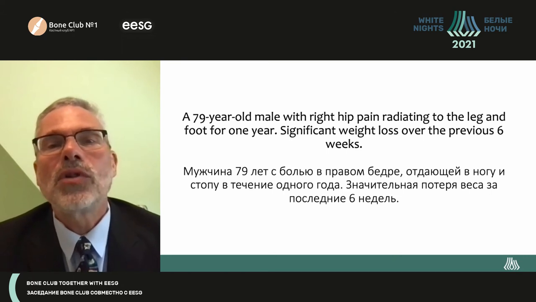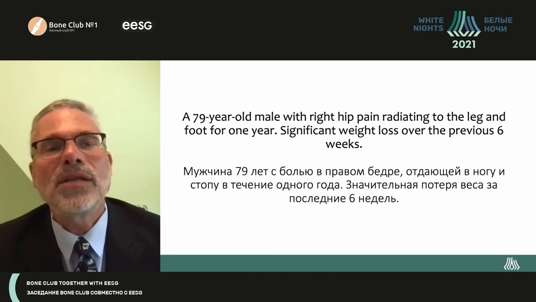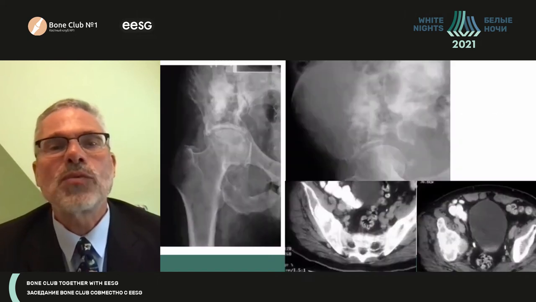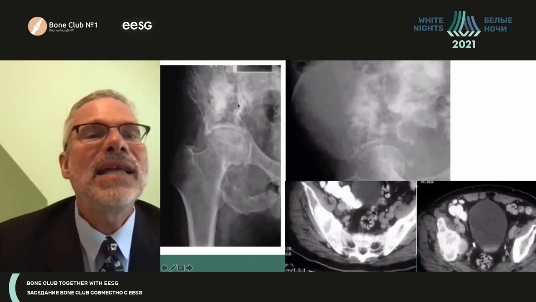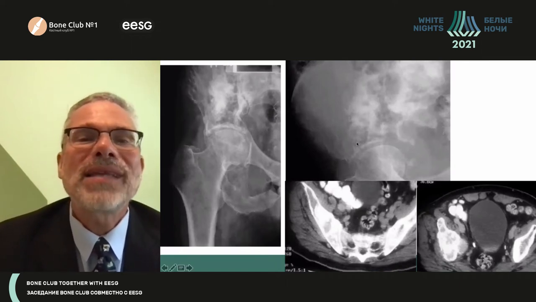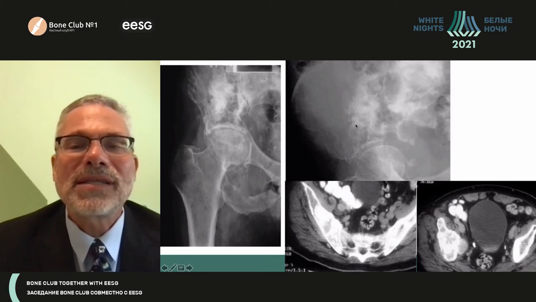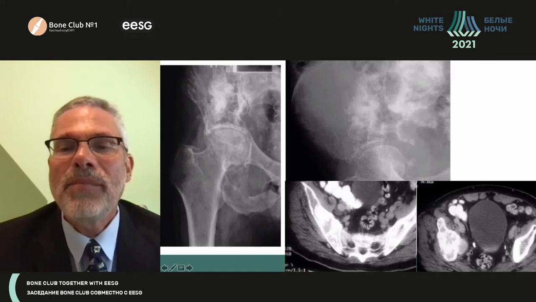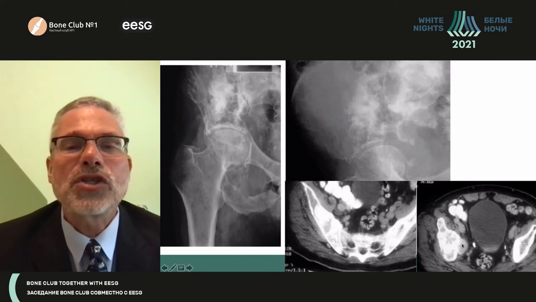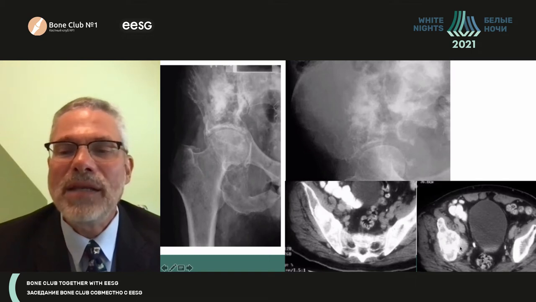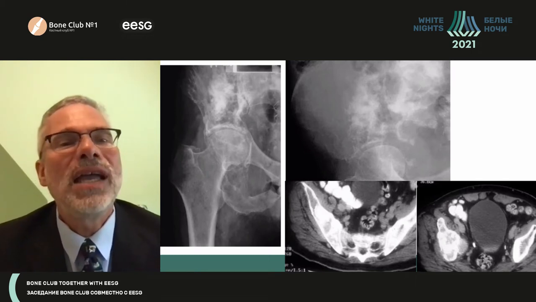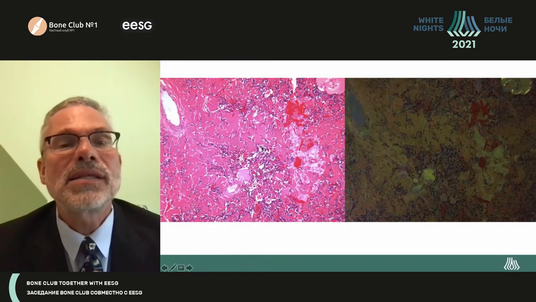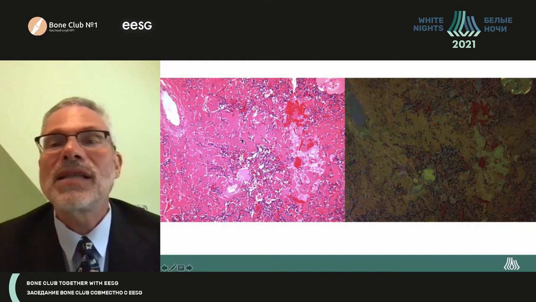This is a 79-year-old male with right hip pain radiating to the leg and foot for 1 year, significant weight loss over the previous 6 weeks. And here we see this density in the right ilium with some speckled calcifications that resemble chondroid calcifications. With a mass, we see some speckled calcifications extending medial to the acetabulum. This too is suggestive of chondroid calcification. But here we see some sheets of cells and deposits.